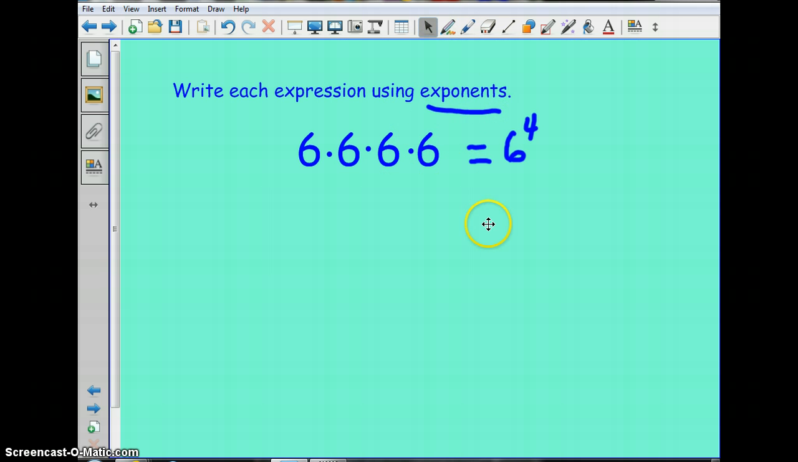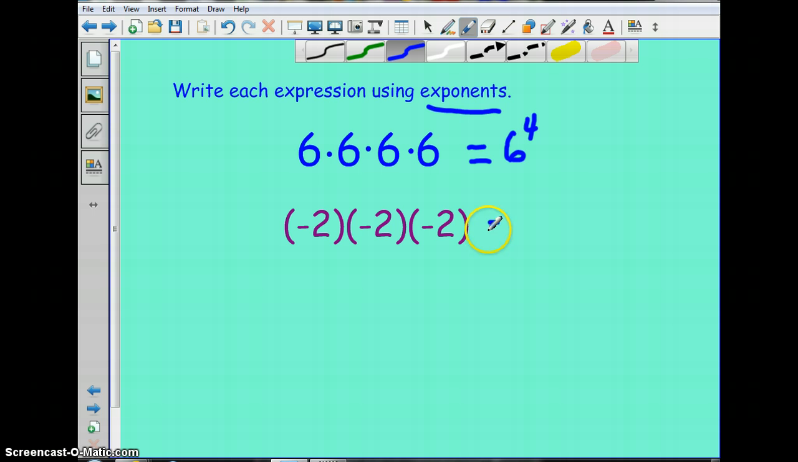Let's try another one. What about negative 2 times negative 2 times negative 2? Remember, when parentheses are right next to each other, that means times. So it's going to be negative 2 all together. We can't leave our baby at Walmart, can't leave the negative behind. And we see 3 of them, so it's going to be to the third power.